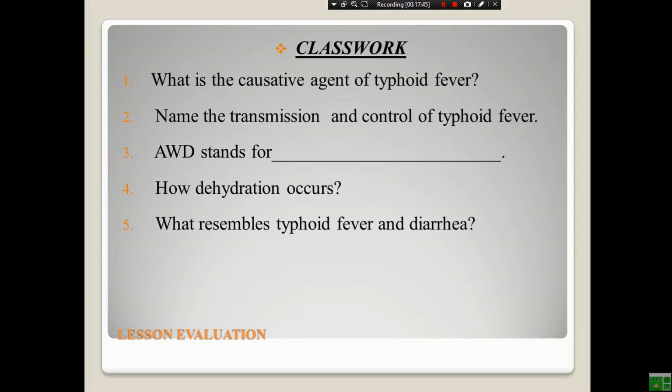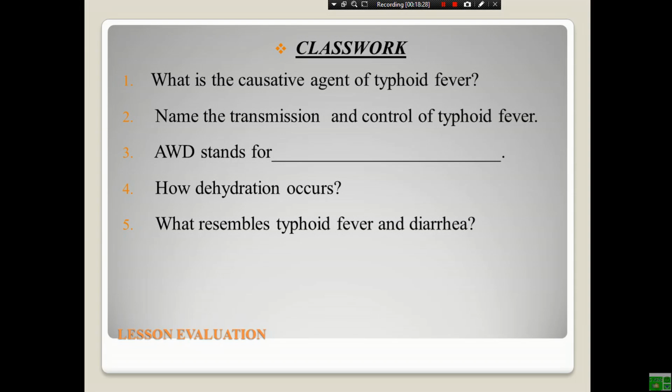Typhoid fever is transmitted by contact with polluted water, food, and green vegetables, and it is also passed through infected people's urine and feces. We can control typhoid fever by purifying water, safe disposal of sewage, and using antibiotic treatment. If you can answer like this, you are wonderful.